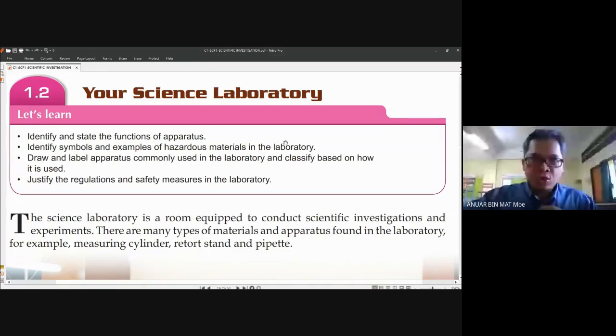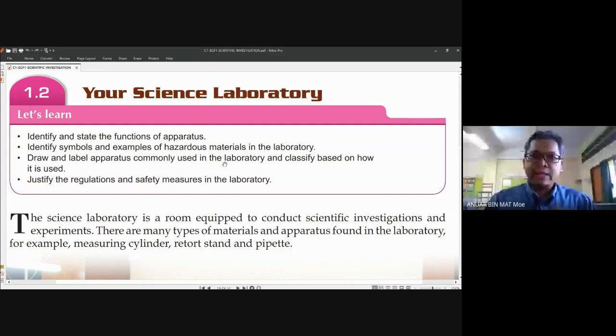In your primary school, there is a science room. But when you go to secondary school Form 1, you are starting to go to what we call a science laboratory or the science lab. The science lab is the place where we do all the experiments. We try to do all the activities involving science. So you need to know something about the science laboratory before we enter it.